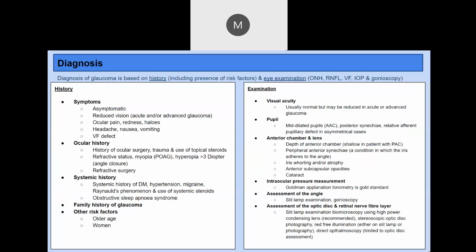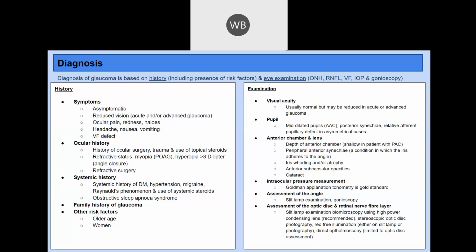So next. Okay, I'll present about the diagnosis of glaucoma. The diagnosis of glaucoma is based on history, including the presence of risk factors, and also the eye examination. During history taking, patients may be asymptomatic or complain of reduced vision, ocular pain, redness, and halos. Patients may also complain of headache, nausea, and vomiting, which indicate increased intraocular pressure.